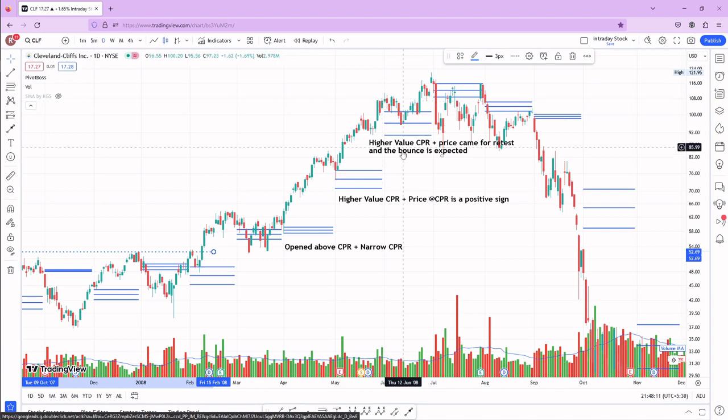Clear? And one more thing that happened: in the month of June, again the market consolidated and came, and it is again a higher value CPR. It came for a retest, took the support at the CPR zone, and again started moving up. So from the low of $95, it made $121, which is almost 27% the stock has moved. So this is what we are telling.